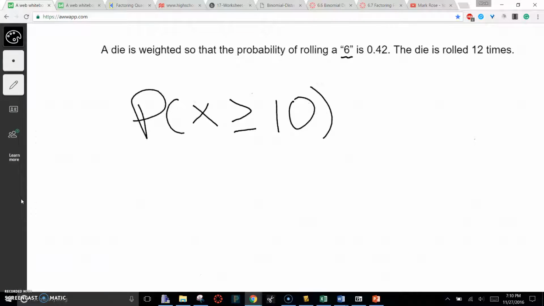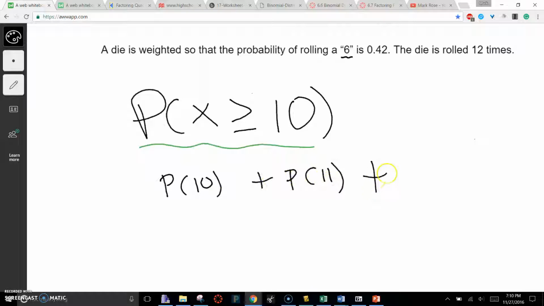Okay, so now let's say I have this, which would be the probability that I roll a 6 10 or more times. So this one's a little bit trickier, because these are the probabilities I need to figure out. I need to find the probability that I roll 10, plus the probability that I roll 11, plus the probability that I roll a 12. So we're going to have to find all of those.